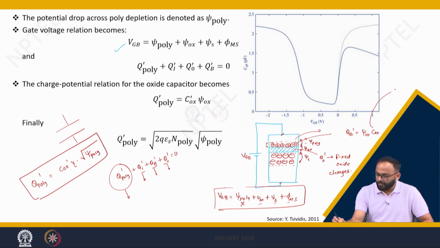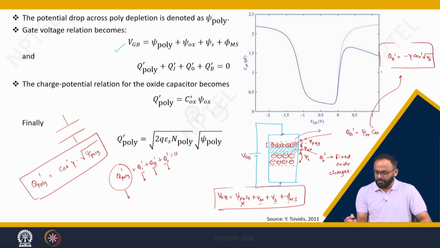That is what came from the previous equation: QB dash is equal to minus gamma COX dash square root of psi s. Many a times we have used this equation for bulk charge. However, there are two differences. One, this psi poly is the poly potential, the potential across the poly region. The second, we do have positive charge now, because QB dash was the charge representing the surface, which is a depletion charge, and it was a negative immobile ion.